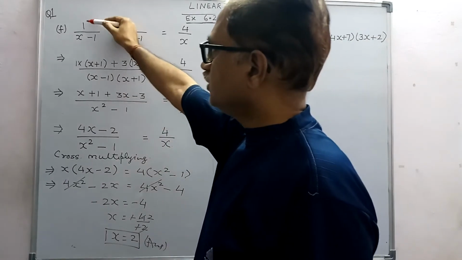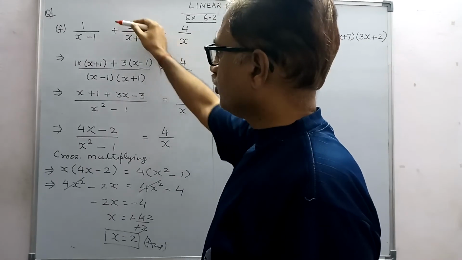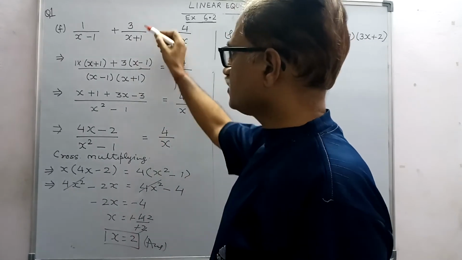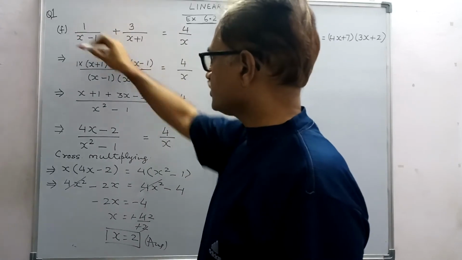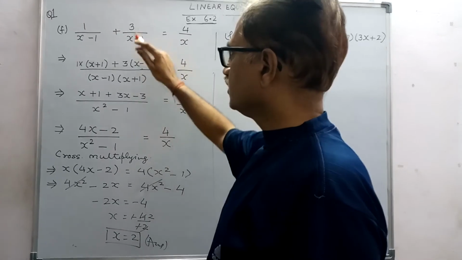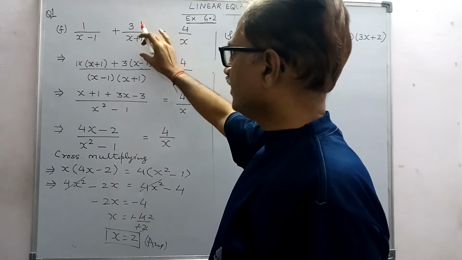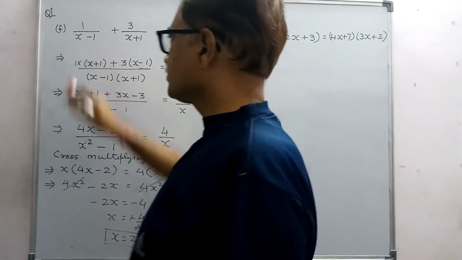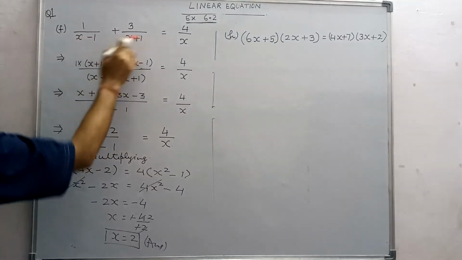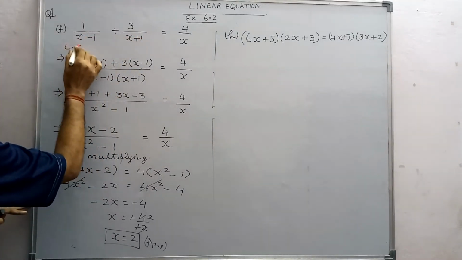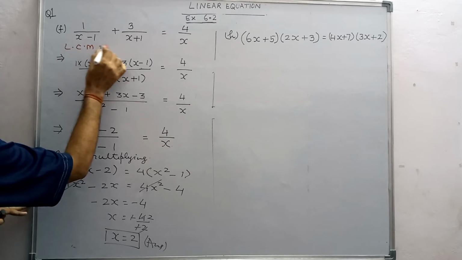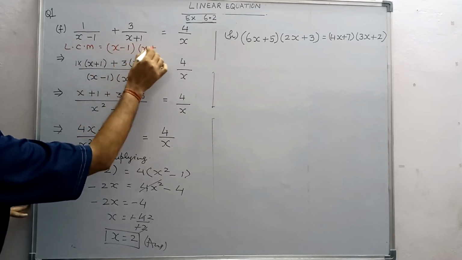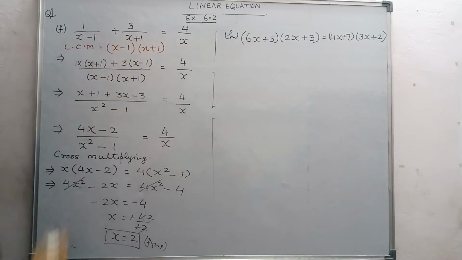Here you have a numerator and a denominator, and a positive sign in between them. Here numerator and denominator. So first of all you simplify this part, the LHS, and bring it into one numerator and one denominator. So you will take first of all the LCM. The LCM is x minus 1 and x plus 1. LCM of the denominators is equal to x minus 1 into x plus 1. This is the LCM of the LHS.